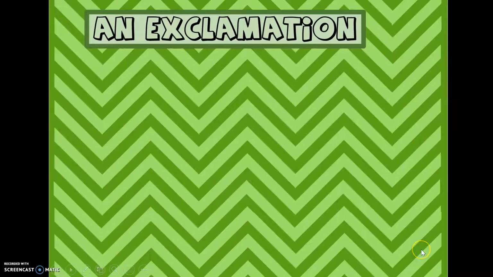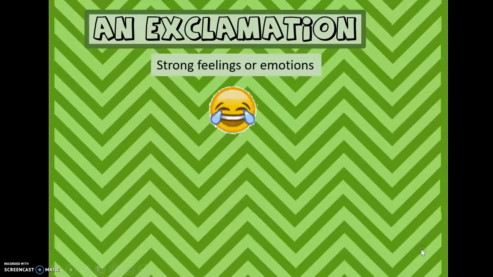An exclamation is another type of sentence. An exclamation shows strong feelings or emotions, and it will always end in an exclamation mark. Usually they start with what or how. They sound like statements, but because they're showing strong feelings or emotions, we call it an exclamation.